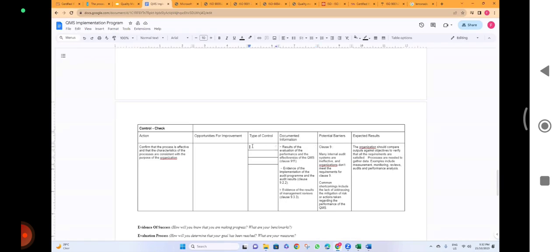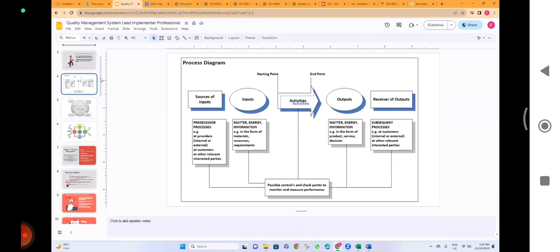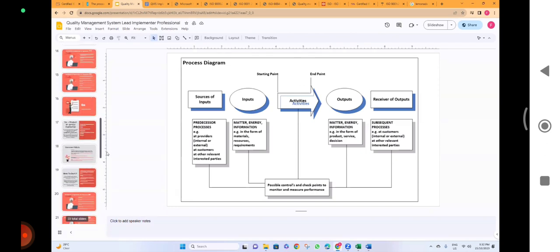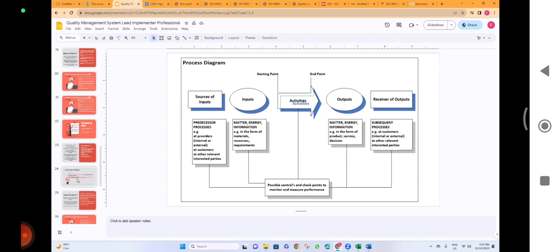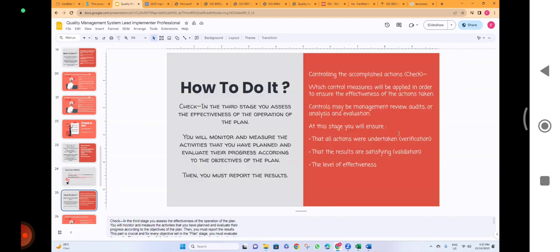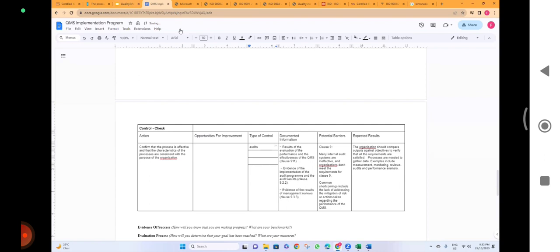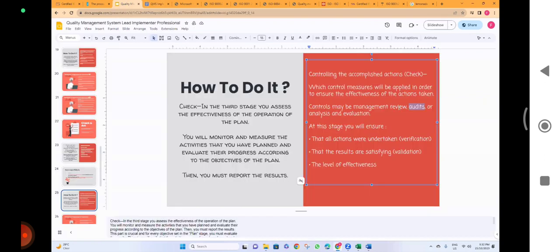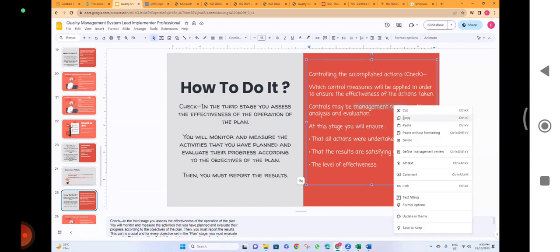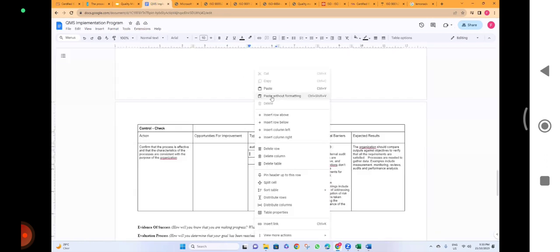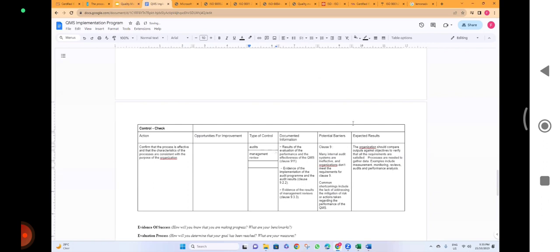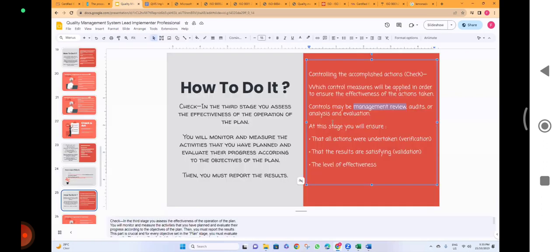And then now we go to the type of control. So here, under check, let's say the type of controls we used. You can even say just audits. Even one of them is more than okay. So here you can say we used the audits, or you can say we used the management review, so the same. These are just different types of controls. So whatever you choose, it is totally fine. Or you can just say we used analysis and evaluation. It is totally fine.